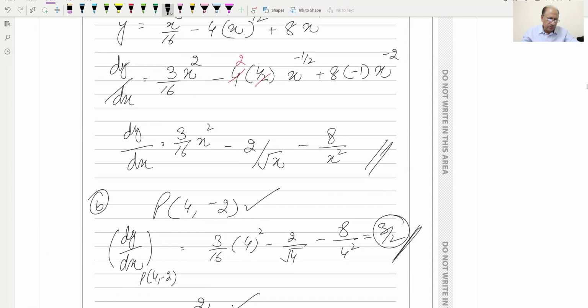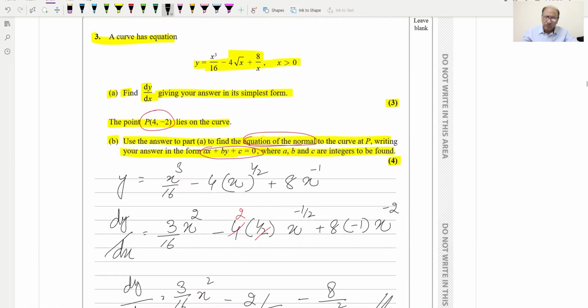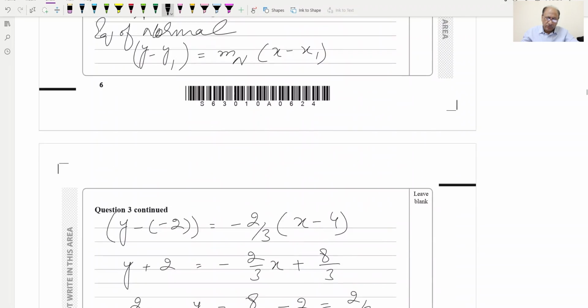Hopefully you understood this. This was the B part which we are done with, and it was a 4-mark question. The total question was for 7 marks.